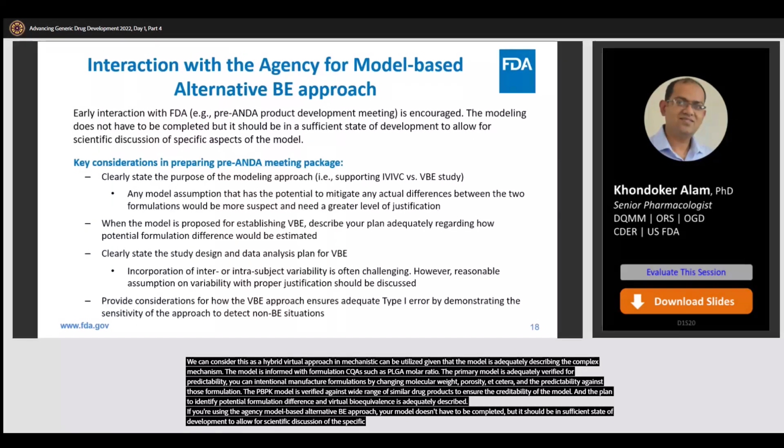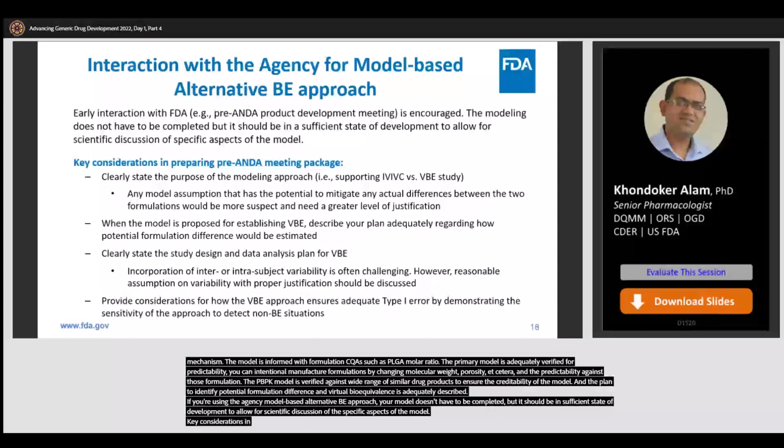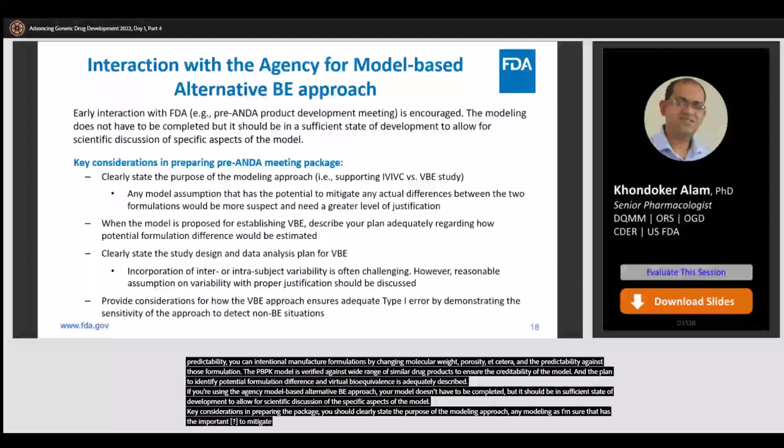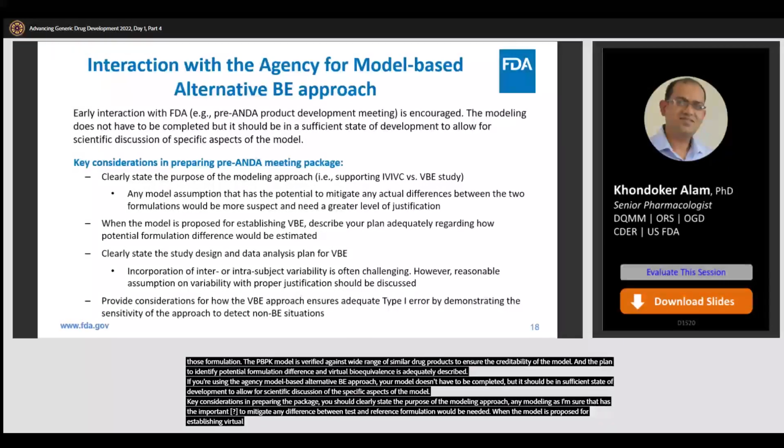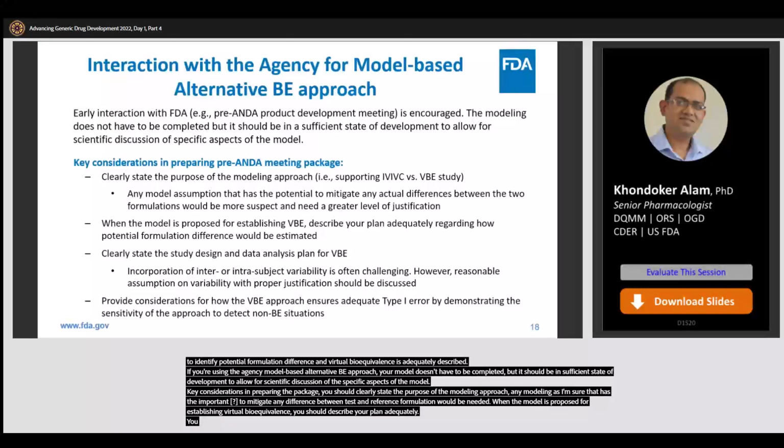Key considerations in preparing pre-IND meeting package. You should clearly state the purpose of the modeling approach. Any modeling assumption that has the potential to mitigate any actual difference between test and reference formulation would be more suspect and need a greater level of justification. When the model is proposed for establishing virtual bioequivalence, you should describe your plan adequately regarding how potential formulation difference would be estimated. You should clearly state the study design and data analysis plan for the virtual bioequivalence.